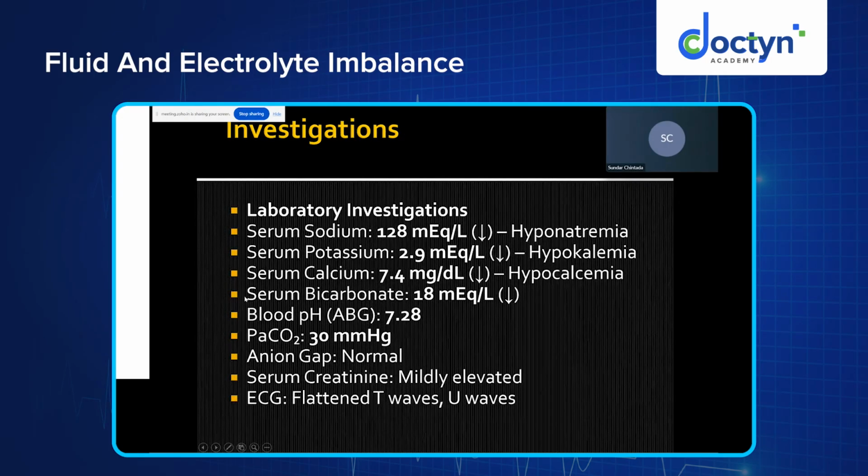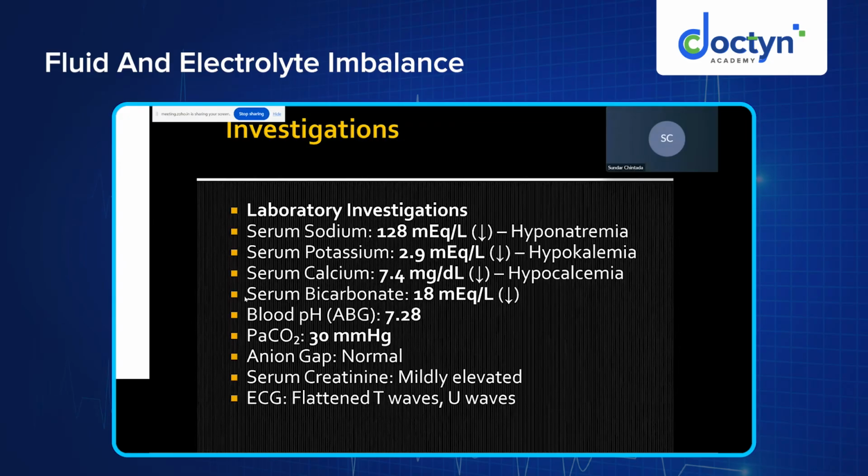We also sent a couple of laboratory investigations. Serum sodium was in the range of 128, that is less, hyponatremia. Serum potassium was also less, 2.9, hypokalemia. Serum calcium was also less, 7.4 mg per deciliter, hypocalcemia. So hyponatremia, hypokalemia, hypocalcemia.